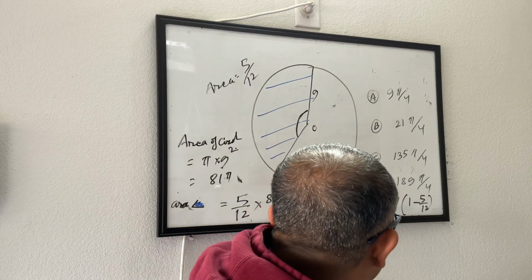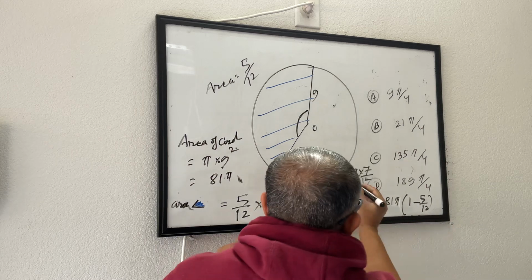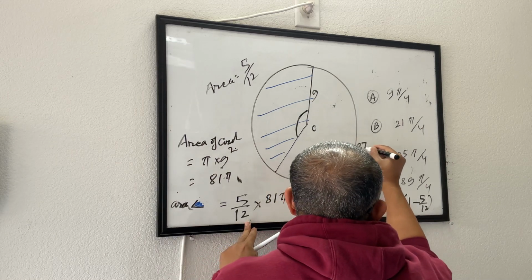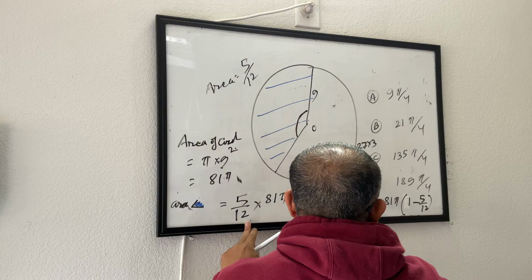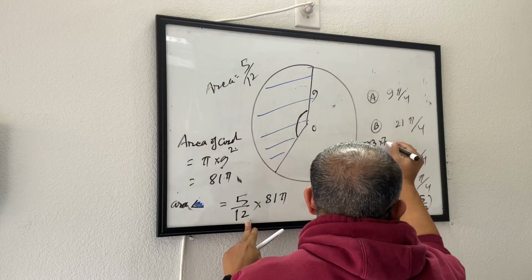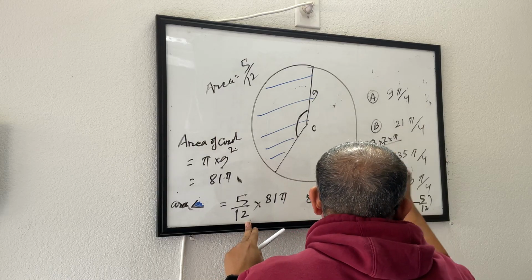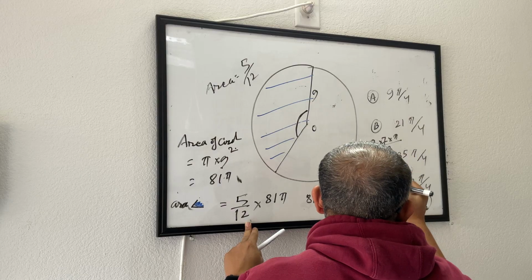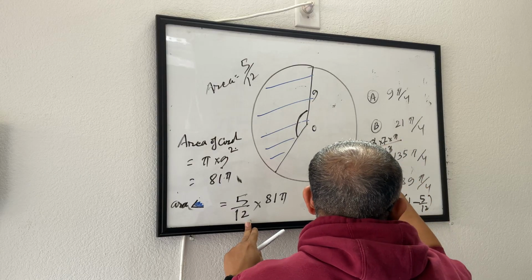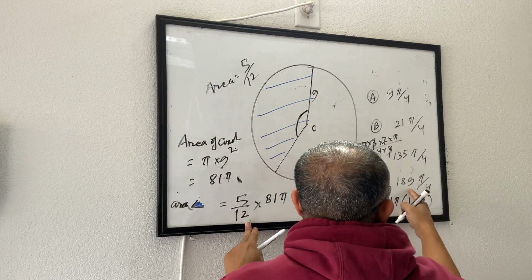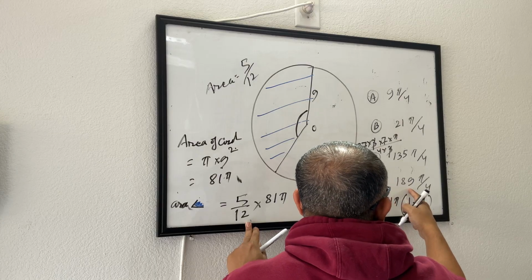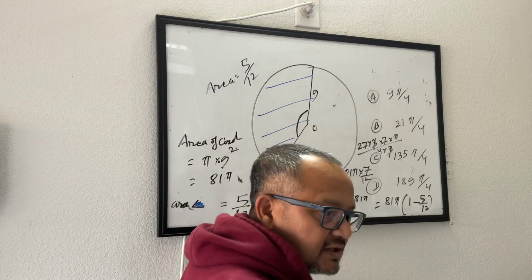81 into 7 over 12. So 12 is 4 into 3, and 81 is 27 into 3, so it becomes 27 into 3 into 7 into pi divided by 4 into 3. So this 3 and this 3 are gone, 27 into 7. 7 sevens are 49, 7 twos are 14 plus 4, 18. Yeah, D is the answer.